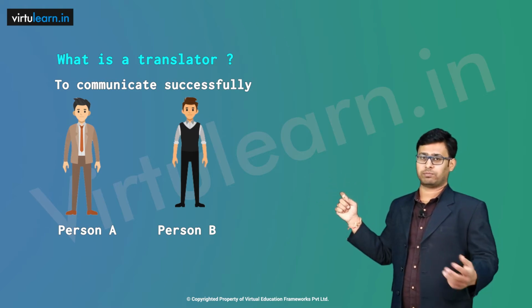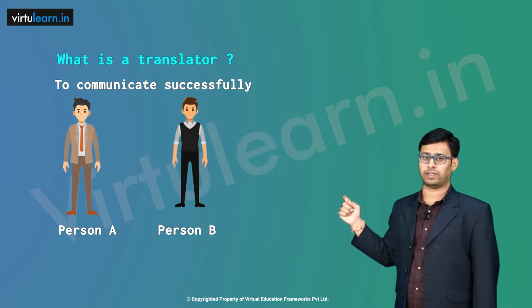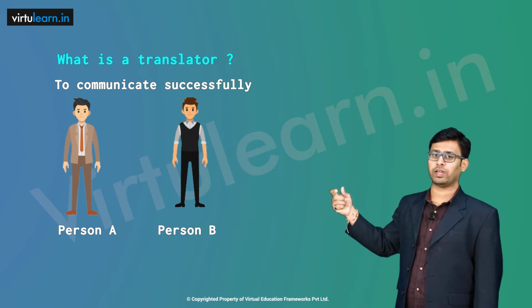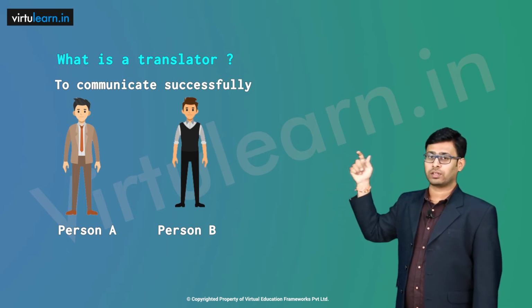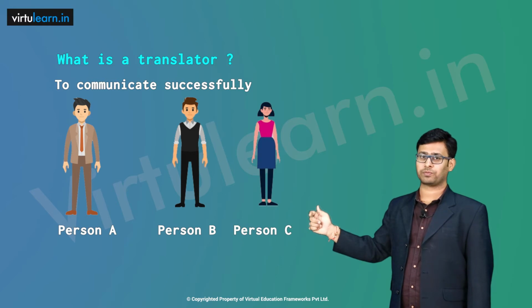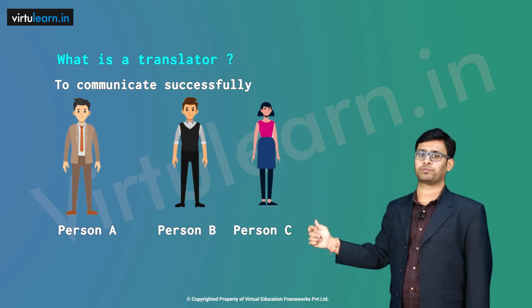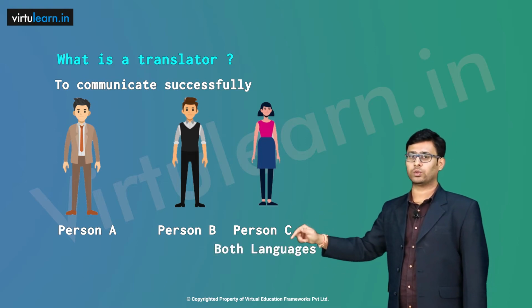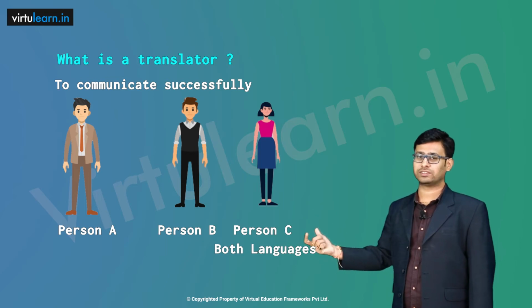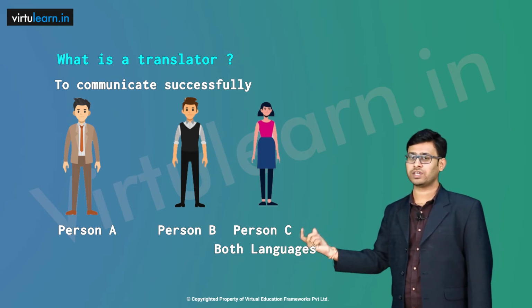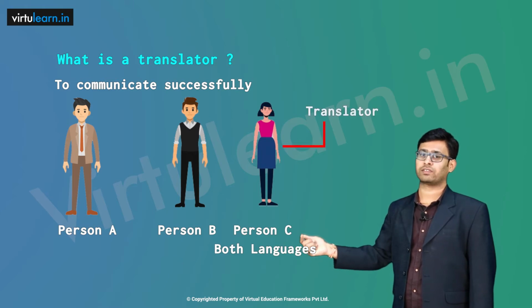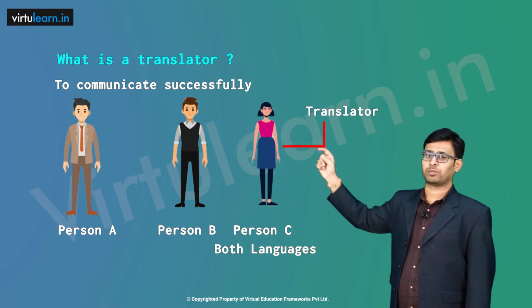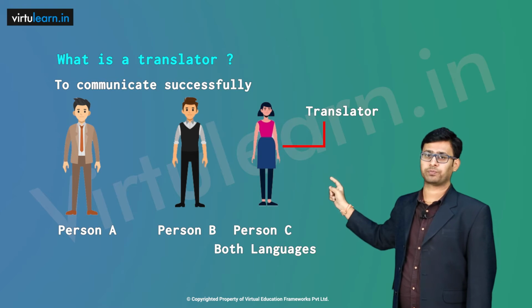Now you would have many things in your mind, like how this communication will be processed, but in a simpler way, I'm just giving this. Person C is an intermediate person who knows both languages, Telugu as well as Hindi. This intermediate person C is called a translator between persons A and B.